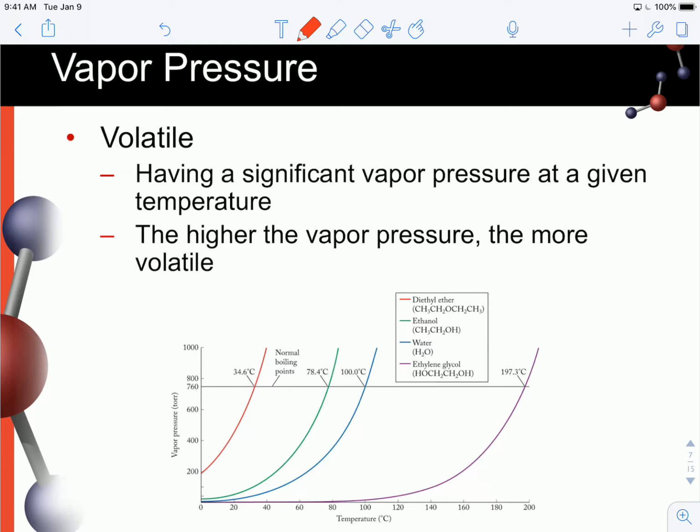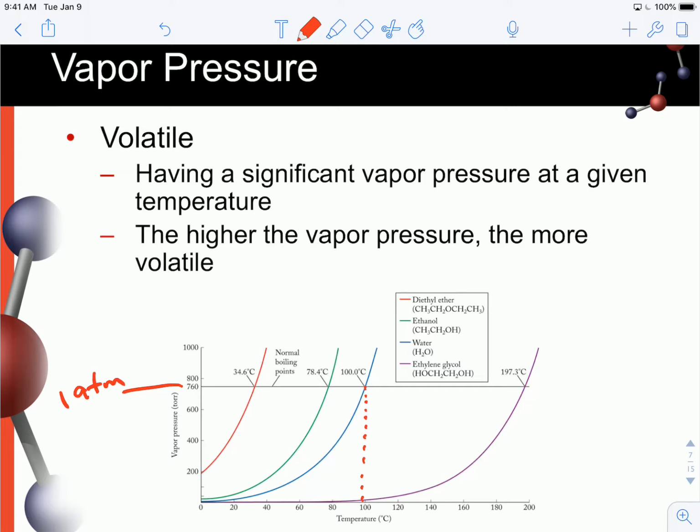Let's just compare. Here's water right here. You can see that's what we call the normal boiling point. The normal boiling point is the temperature at which the equilibrium vapor pressure equals the atmospheric pressure. So in this case, we're doing just normal atmospheric pressure, 1 atmosphere here. Remember, that's equal to 760 millimeters of mercury, or 760 torr. So 100 degrees C is the temperature at which water's vapor pressure equals 1 atmosphere.